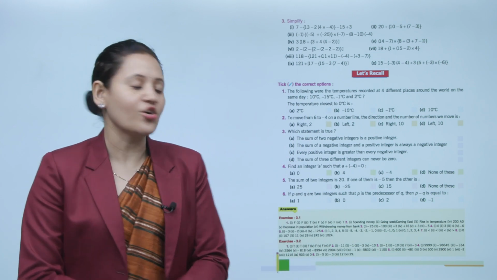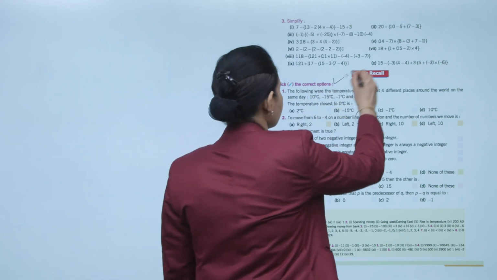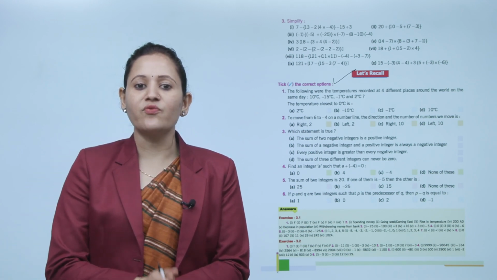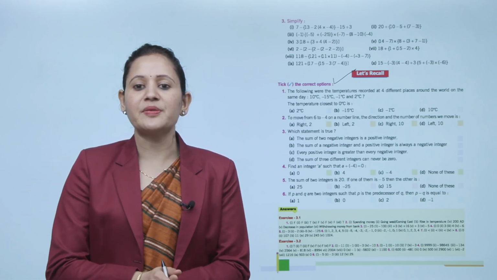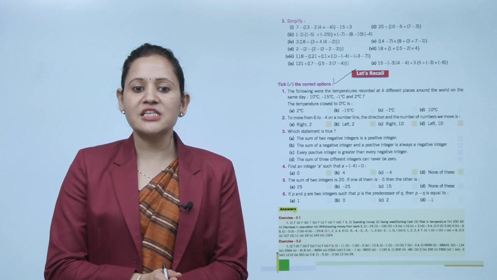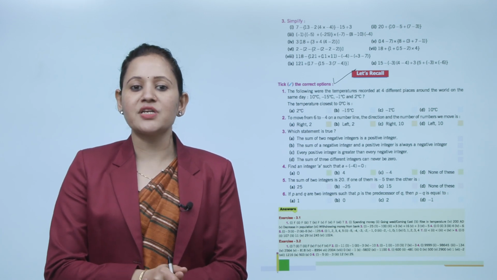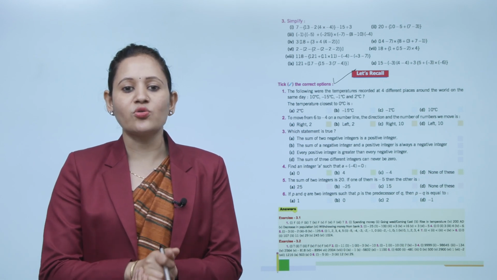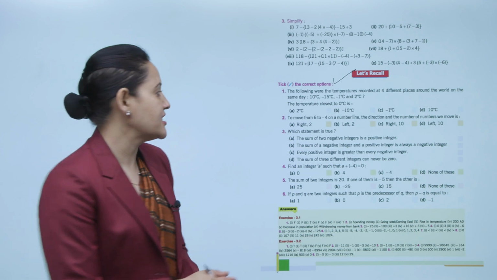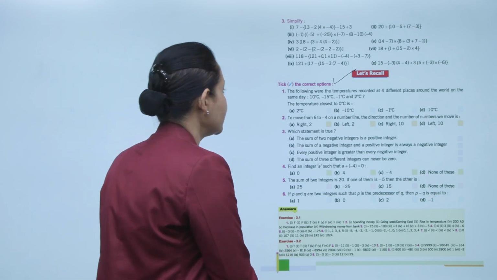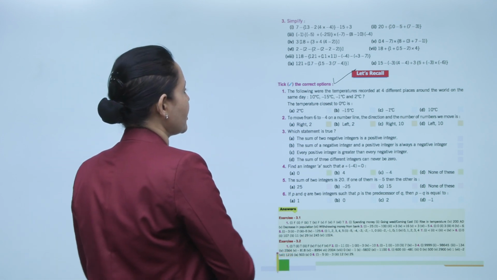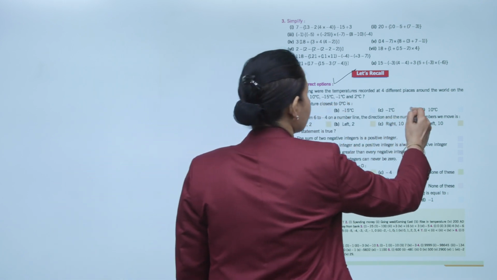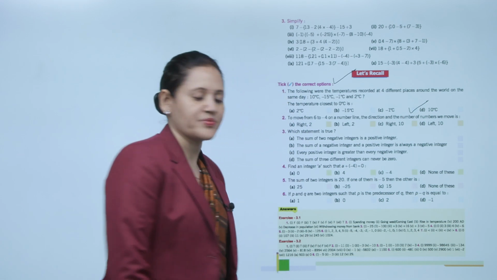Next is, let's recall. Take the correct options. The following were the temperatures recorded at 4 different places around the world on the same day: 10 degrees Celsius, minus 15 degrees Celsius, minus 1 degree Celsius and 2 degrees Celsius. The temperature closest to 0 degrees Celsius. So, which is closest to 0 degrees Celsius? Minus 1 degree Celsius. So, C is the correct option here.